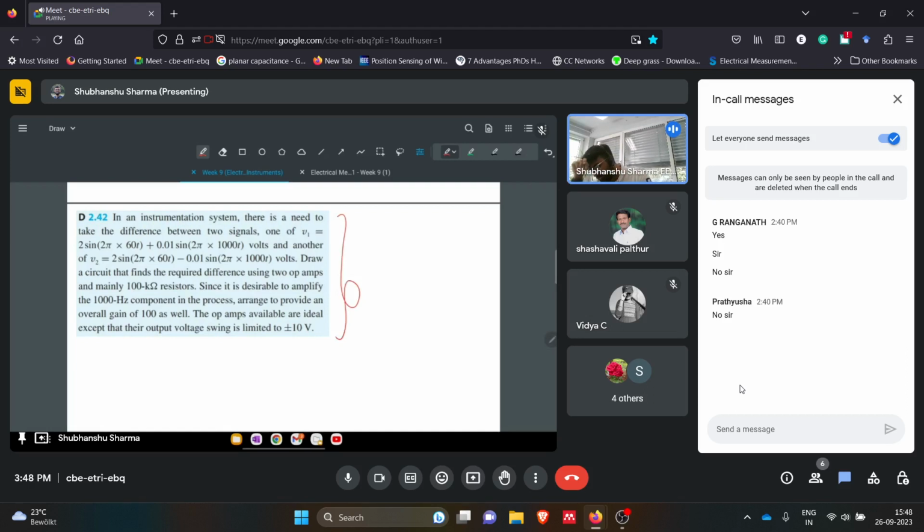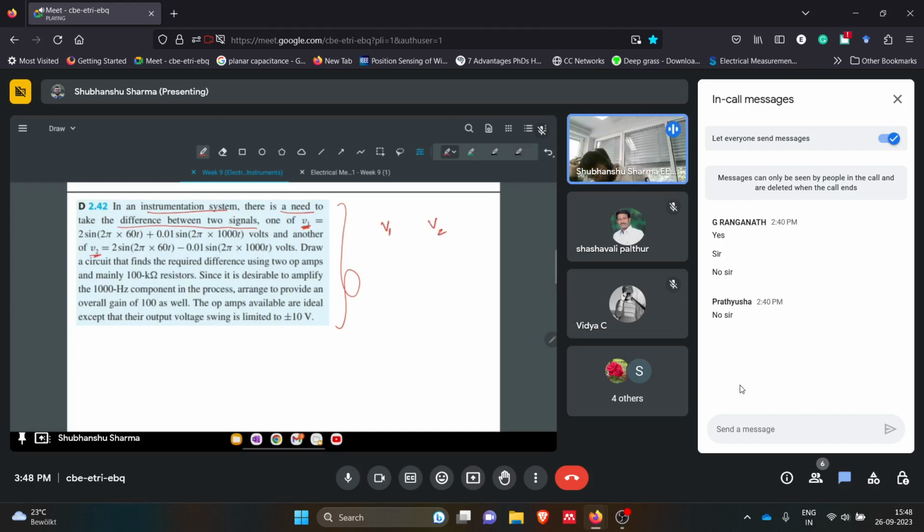The question says there is an instrumentation system. In an instrumentation system, there is a need to take the difference between two signals. One is V1 and another one is V2. So you have two signals, V1 and V2.